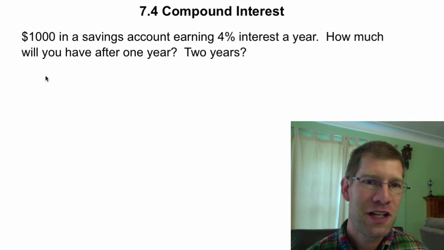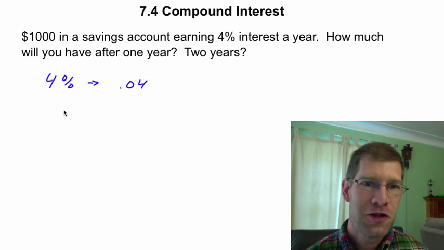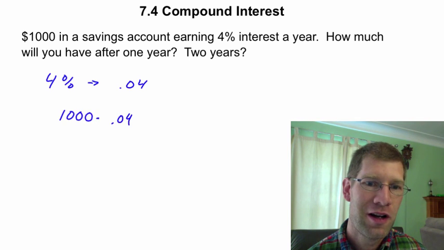Let's say you have $1,000 in a savings account. It's going to earn 4% interest in a year. How much would you have after 1 year? Well, if you think of, okay, 4%, well, how do we write that as a decimal? It's going to be 0.04. So a lot of people then would say, well, if I have $1,000, I'm going to multiply that by 0.04. And when they do that, they come up with 40.